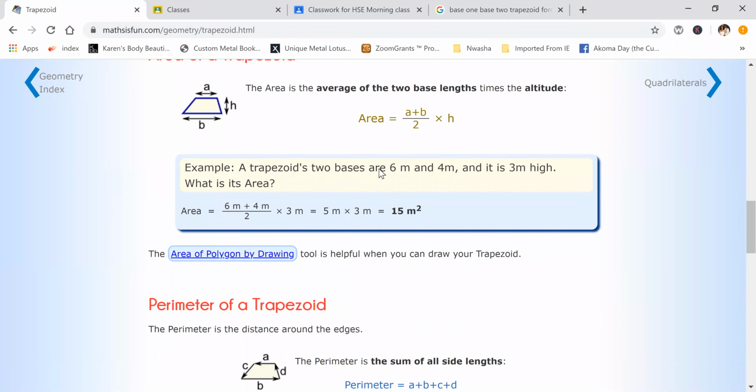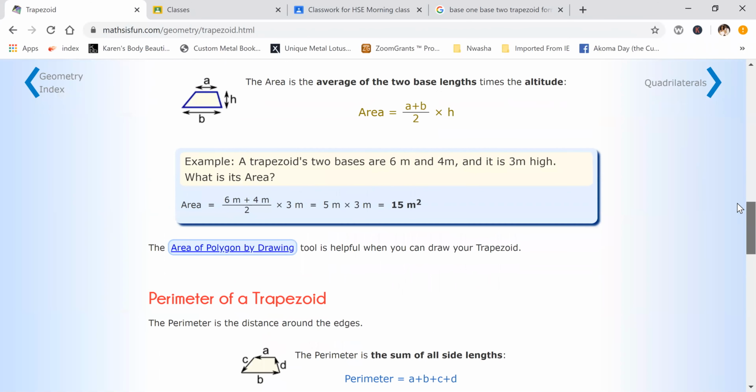A trapezoid's two bases are 6 meters and 4 meters, and it's 3 meters high. What is its area? So you're saying 6 plus 4 is 10, divided by 2 is 5, and then 5 times 3 is 15. So this is a way that you're saying, it's easy for me to work with those numbers in my head, as long as I'm really just focused on the formula.